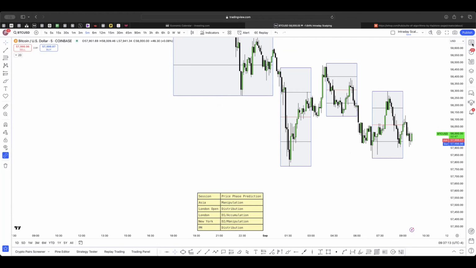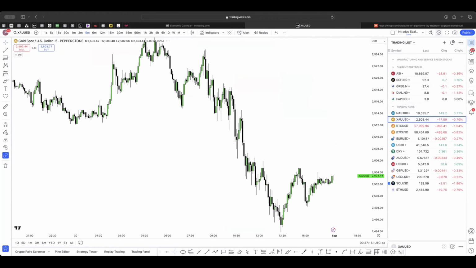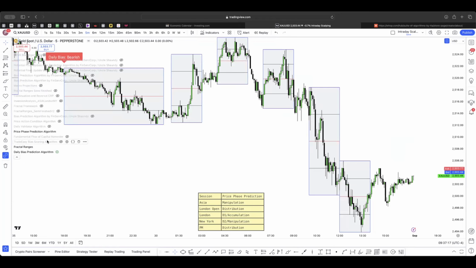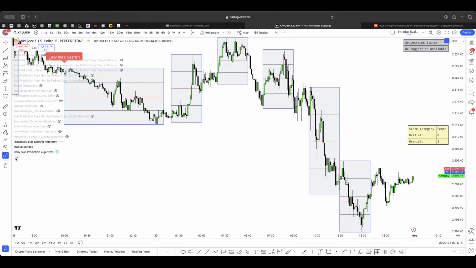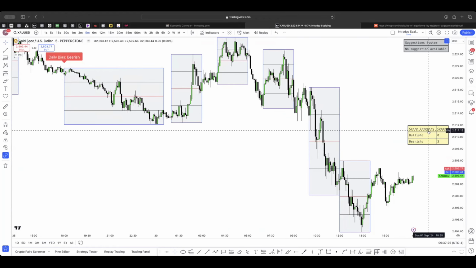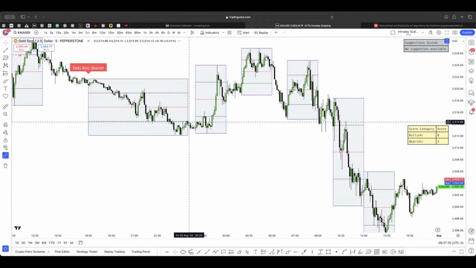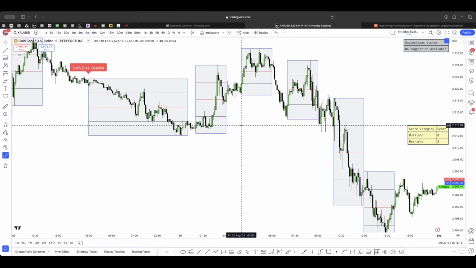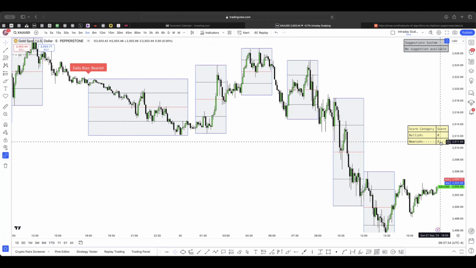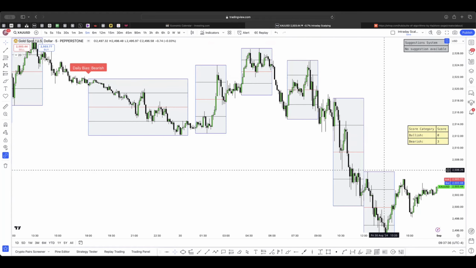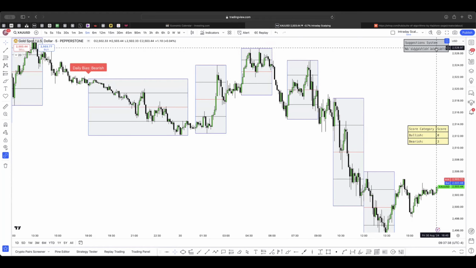So if you take a look, use it on gold. Let's remove the price phase prediction. This is the Trade Easy bias scoring algorithm. Can you see here we have a score category, score, bullish, bearish. On Friday, which is the 30th of August, we got 3 bearish scores, guaranteed to go down. See that? And there's no suggestion available because there is no chance that the bias will change.